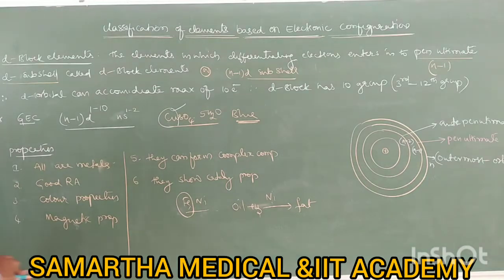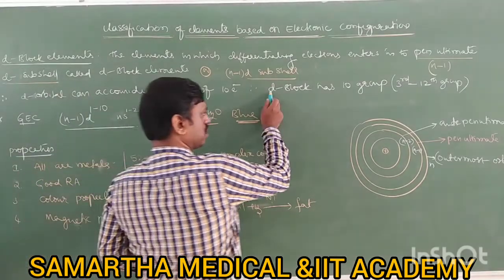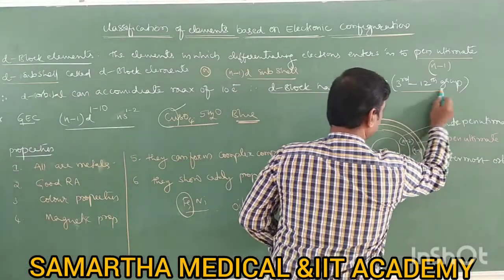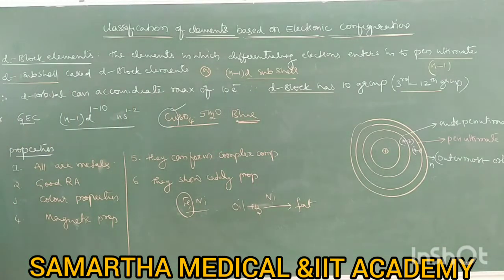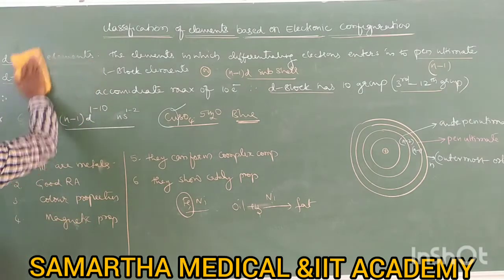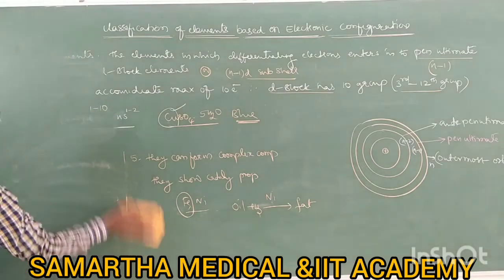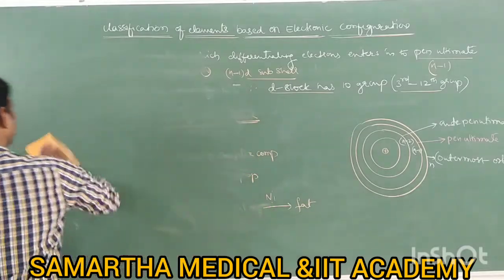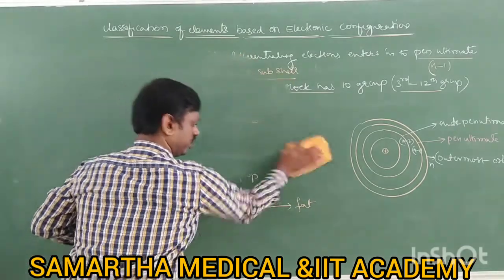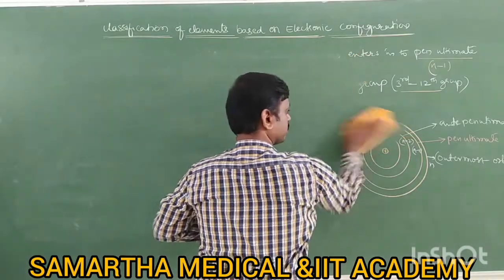Then here we have studied that d block contains 10 groups. Let's see in detail what the 10 groups of d block elements are. So students, take the notes. What I have written clearly on the board, just copy it. So d block elements contain total 10 groups. Let's see what those 10 groups of d block elements are.